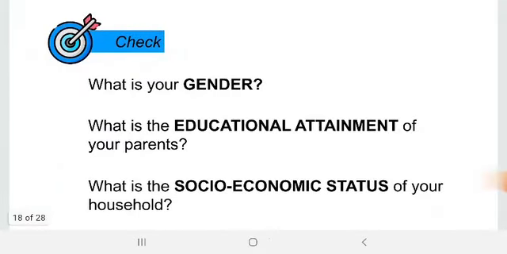Other variables or other independent variables na hindi mo pwedeng baguhin. So, syempre yung gender, di ba? How can you change the gender of a person? The biological gender or sex of a person. Educational attainment of the parents. Babalikin mo ba sila in school? Just so you can do your research. So, syempre hindi, di ba? Kung ano yung kanilang educational attainment, that's it.